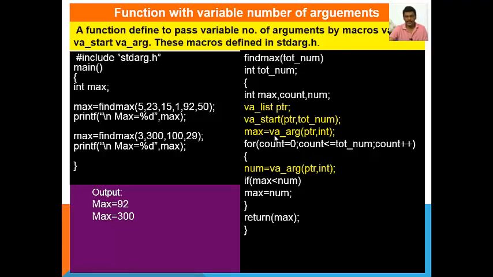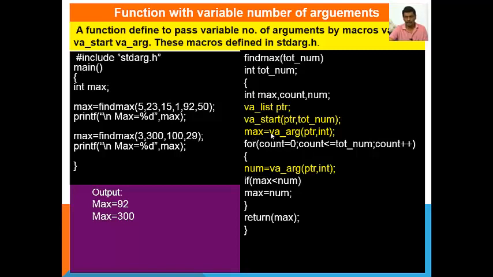So max equal to va_arg. max is an integer variable, a local variable. va_arg(ptr, int). In the main function there is also one variable max, and in the find_max function there is also a max as an integer variable. But this location differs from that location. This max has an individual location.